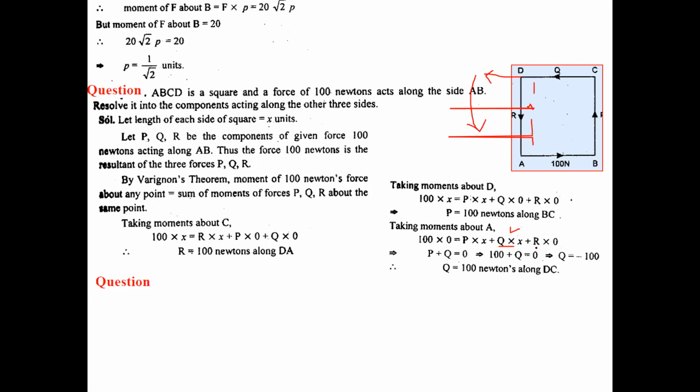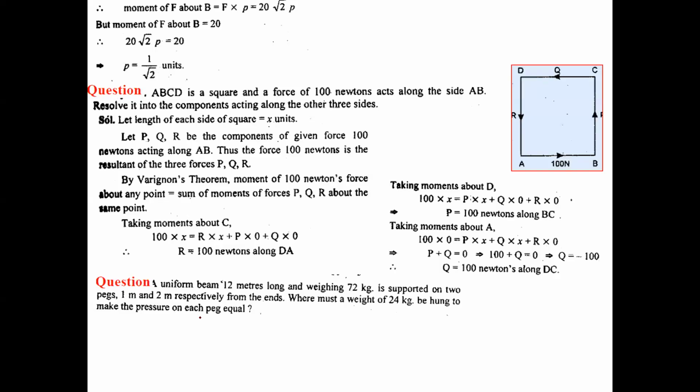And for R it will be 0. So from this we get P plus Q is equal to 0, because this also became 0, this also became 0. We get P plus Q equal to 0. And we have the value of P, that is 100, so Q is equal to minus 100. So this was the direction of Q, but if we are getting it in the negative sense, that means we must take Q in the direction of DC to make it positive. So Q equal to 100 newtons along DC. So this is all about this question.